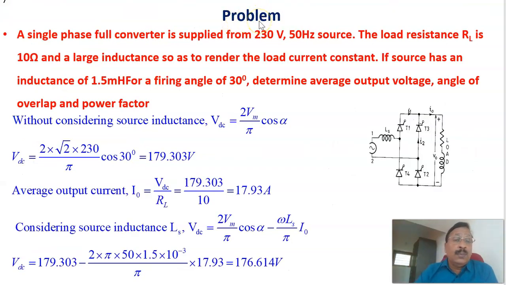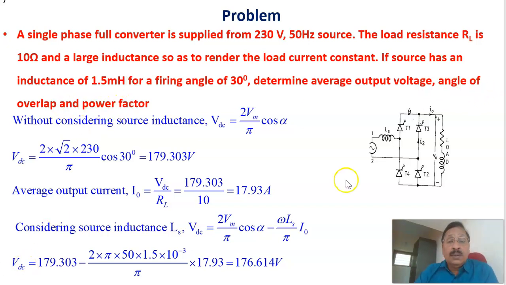Now let us see a problem on the effect of source inductance on converter performance. A single phase full converter is supplied from a 230 volt 50 Hz source. The load resistance RL is 10 ohm, and a large inductance renders the load current constant. If the source has an inductance of 1.5 millihenry, for a firing angle of 30 degrees, determine the average output voltage, angle of overlap and power factor.